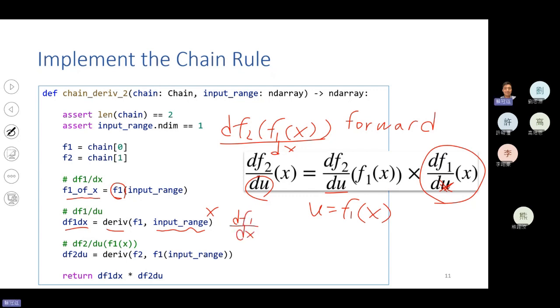The second one is just passing the output of f1, f1 of x, to the f2 function. So the second one is df2, where u now represents f1 of x, and then finally we just multiply those two functions together. So this is how we implement the chain rule in Python. So we demystify the myth behind the deep learning framework.